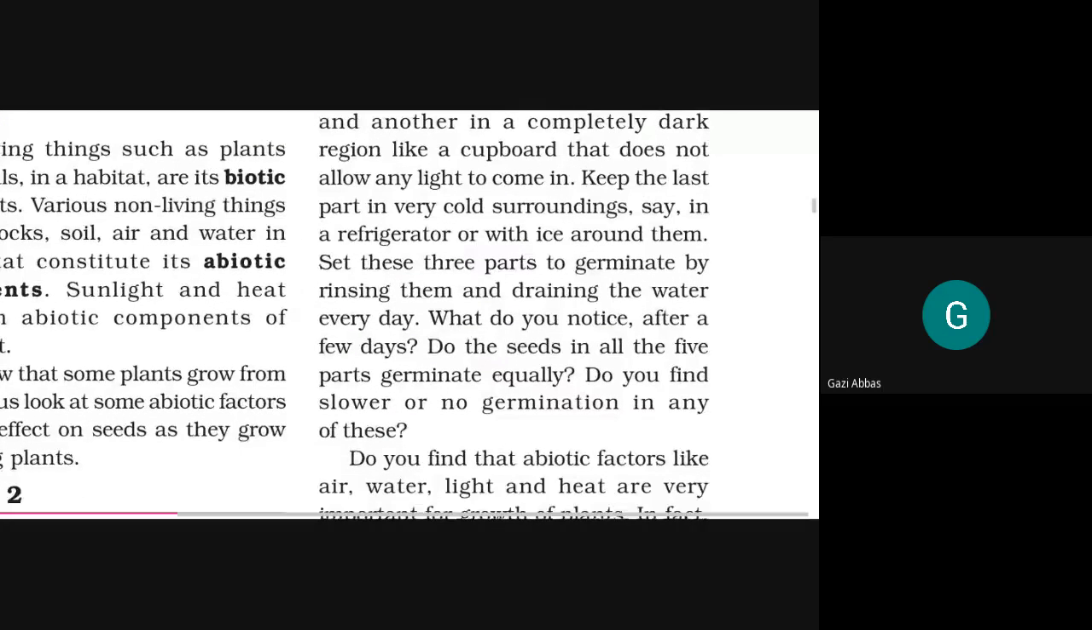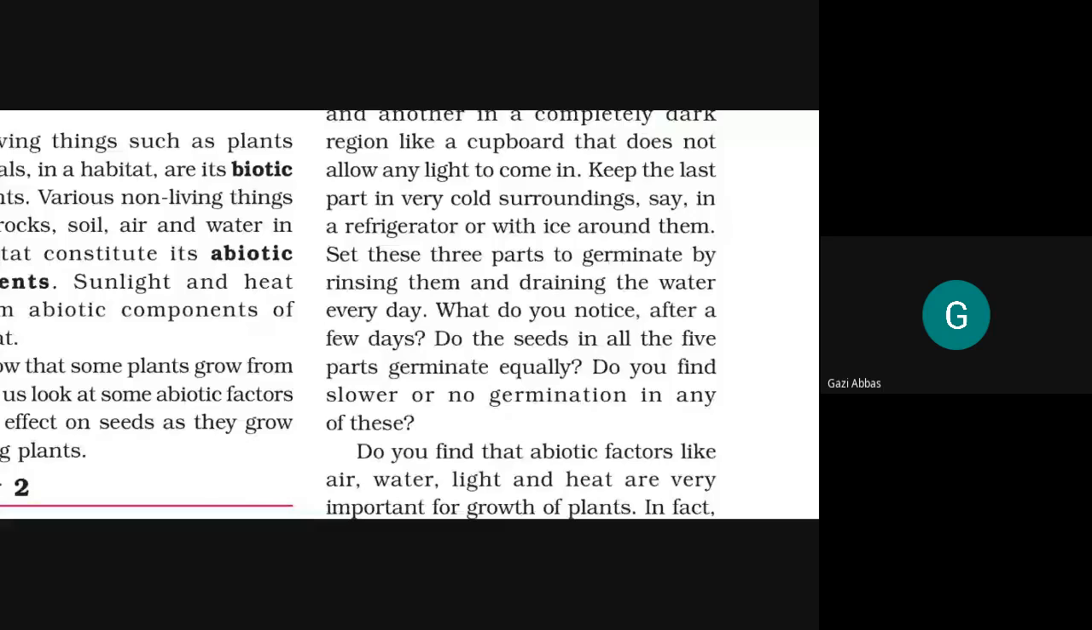Now, after 3 to 4 days, you will see all parts will grow differently. The part in the sunny room will grow very fast because of sun, light and air. The part which is in water will not grow as fast as the sunny one. In the dark room as well. And when you put the soaked part in the refrigerator, it won't grow at all. The dry part will remain the same.